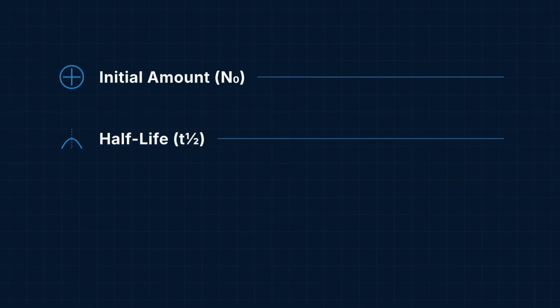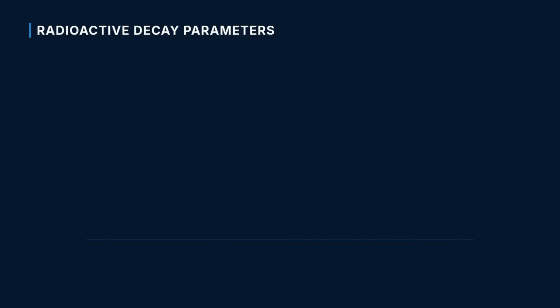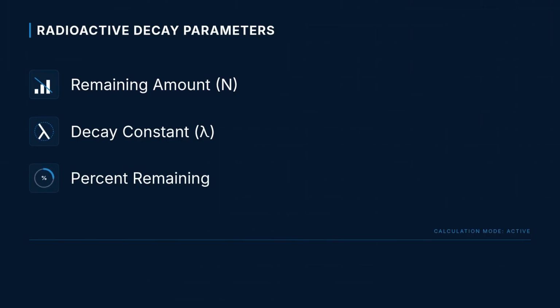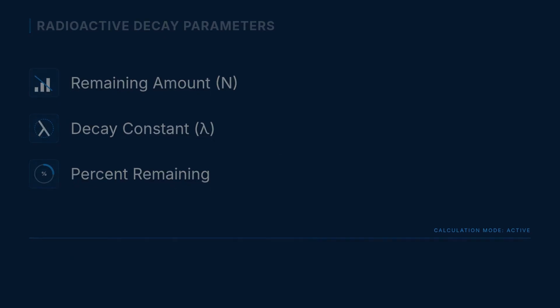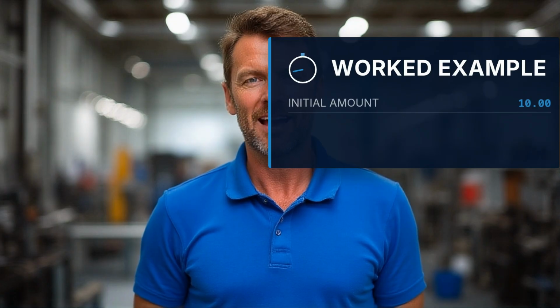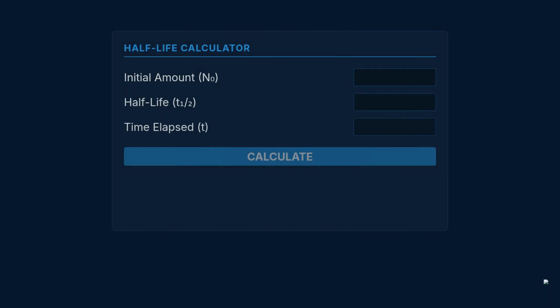The input fields include initial amount N0, half-life T12, time elapsed T, remaining amount N, decay constant L, and percent remaining. Depending on your selected calculation mode, you'll enter values in the appropriate fields while the calculator determines the unknown parameter. Let's work through an example. I'll enter initial amount of 10, half-life of 10, and time elapsed of 10. After clicking Calculate, the results show the remaining amount equals 5,000 in the same units as initial.